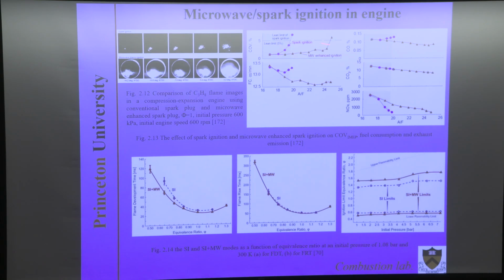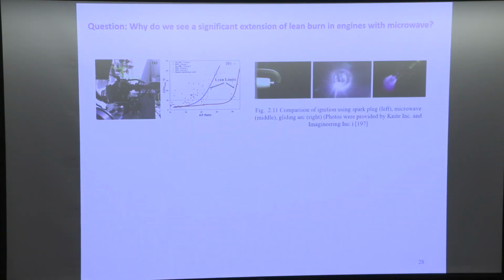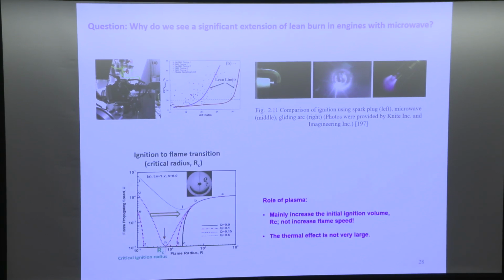They see similar things. They can burn leaner, they can extend the flammability limit, but the flame speed never changed. Why, without flame speed change, is the lean burn limit extended and the flame development time enhanced? That's a fundamental question to ask. Again, what we try to summarize is that plasma can enhance engines, but the flame speed cannot be enhanced. And what is the reason?